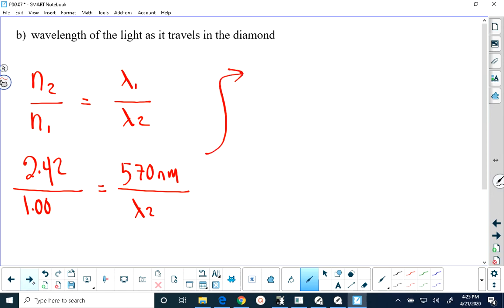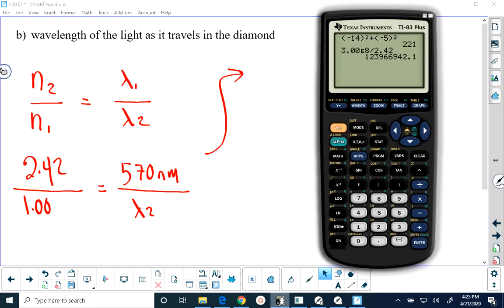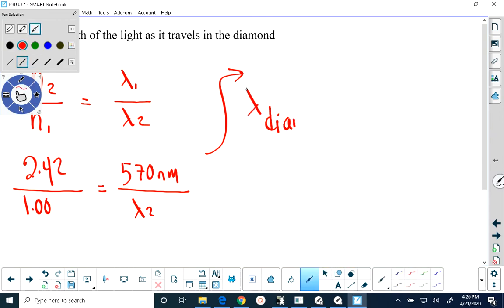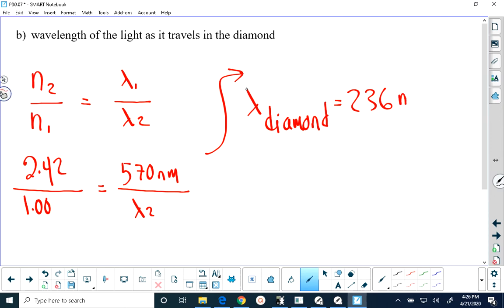So when you cross multiply, you'll take 570 multiplied by 1 divided by 2.42. And you get 236 nanometers. So the wavelength in the diamond is 236 nanometers. By the way, when I write lambda diamond equals 236, I hope you understand I'm talking about the wavelength of the light in the diamond. The diamond doesn't have a wavelength, it's the light that's in it.